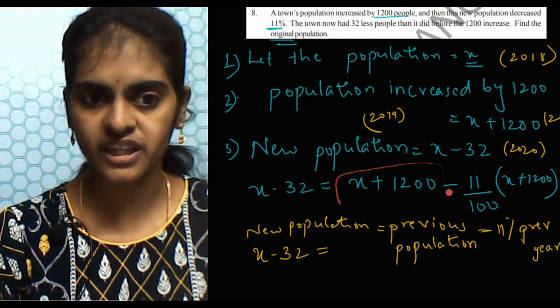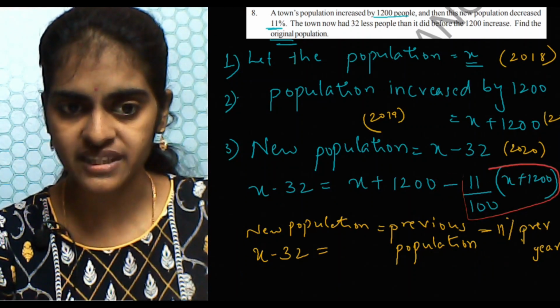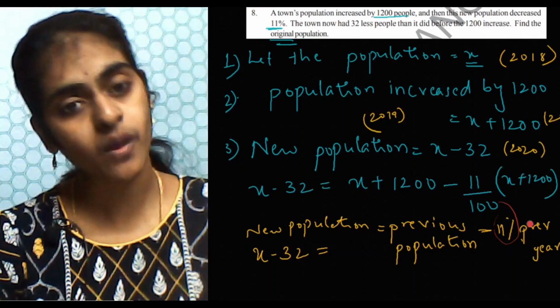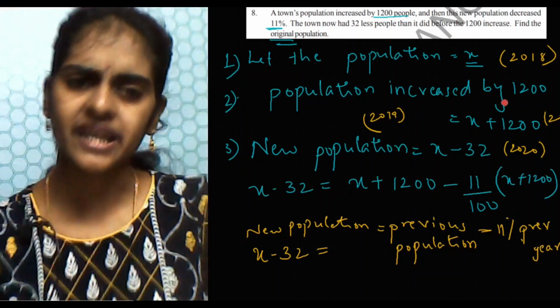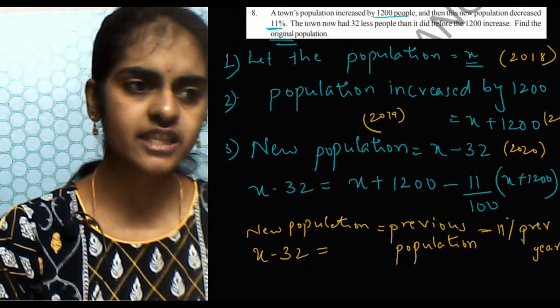For this previous population, it is decreased, so you'll minus. How much will you subtract? You'll subtract 11%, because 11% is the decrease. 11% on which population? 11% on the previous year population. So to make it simple for you, I gave you the years. So solving this, you will get the answer.